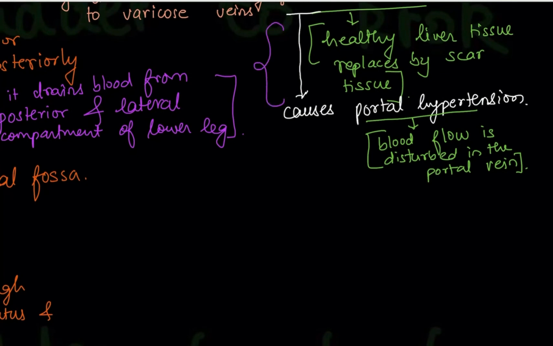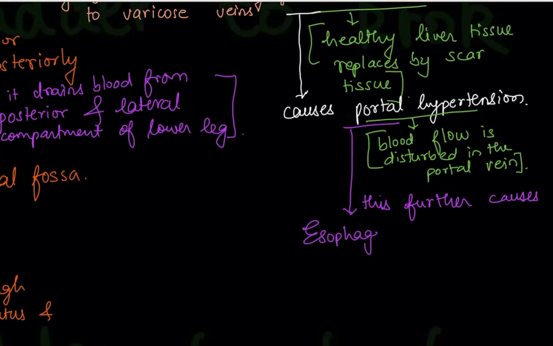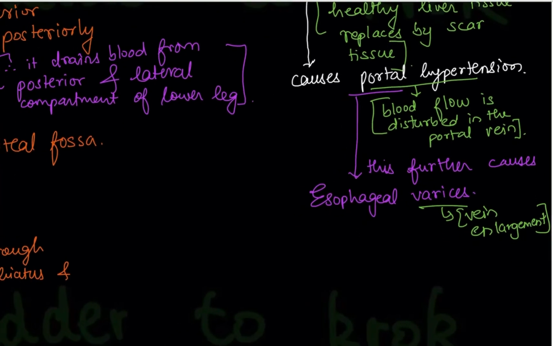Both of these things, or portal hypertension especially, write it down, portal hypertension further causes esophageal varices. Now varices means vein dilation. Write the meaning of varices: vein enlargement or dilation. Okay, so esophageal varices means the esophageal vein will dilate.